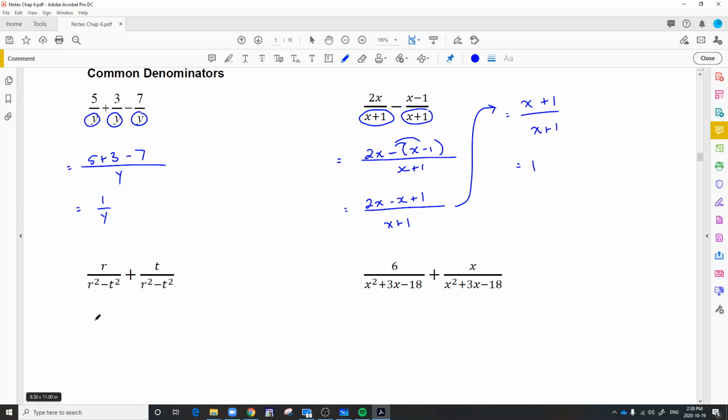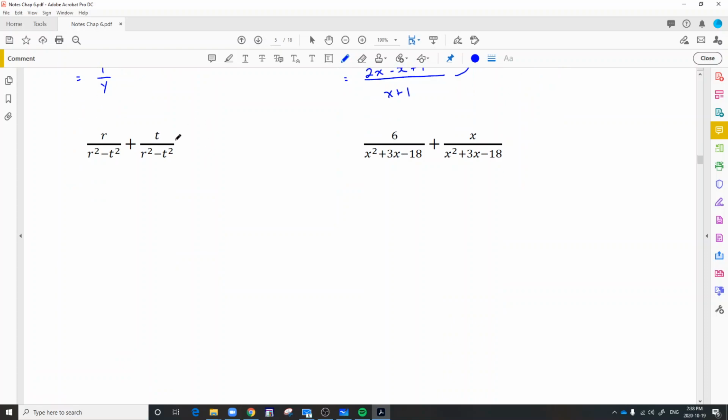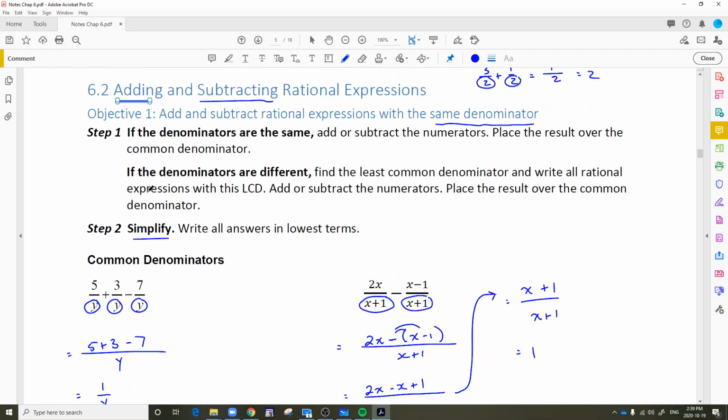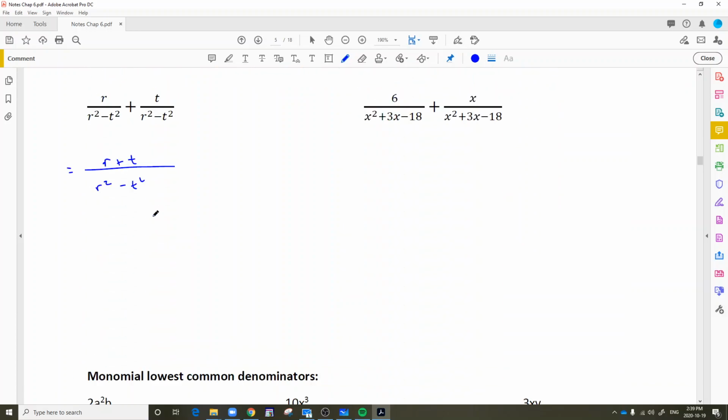All right, moving on. Here we have another common denominator. So I'm going to write everything over r squared minus t squared, and on the numerator, I have r plus t. Now remember, step number 1 was to do the adding and place your result over the common denominator. But don't forget this step: you're always going to look to see, after you've added, can you simplify?